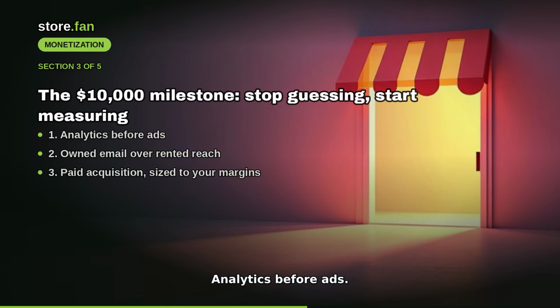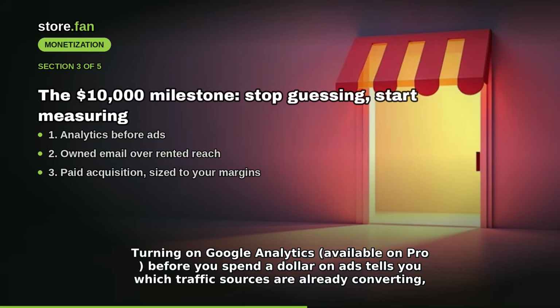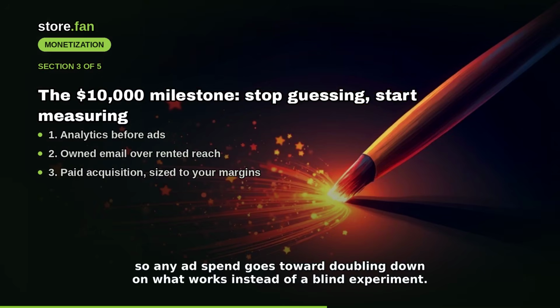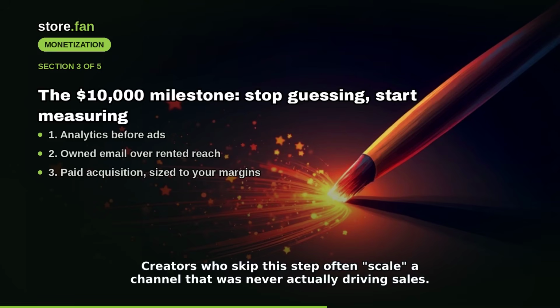1. Analytics before ads. Turning on Google Analytics, available on Pro, before you spend $1 on ads tells you which traffic sources are already converting, so any ad spend goes toward doubling down on what works instead of a blind experiment. Creators who skip this step often scale a channel that was never actually driving sales.